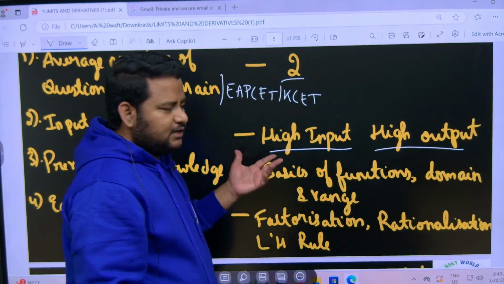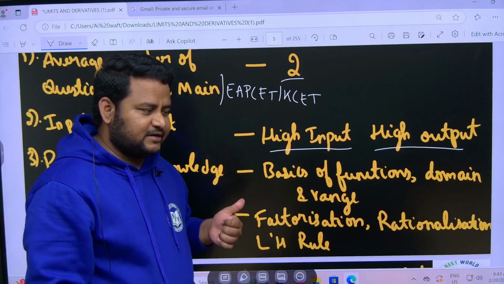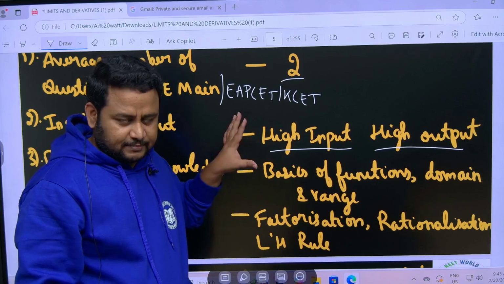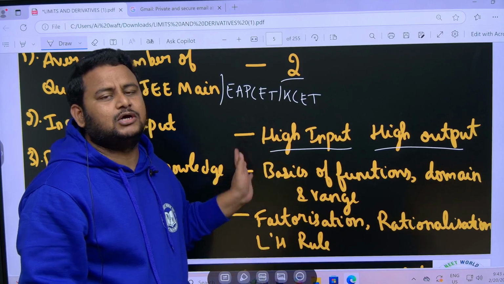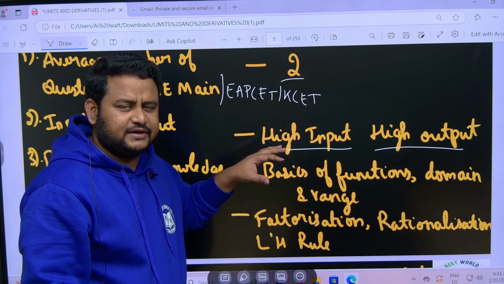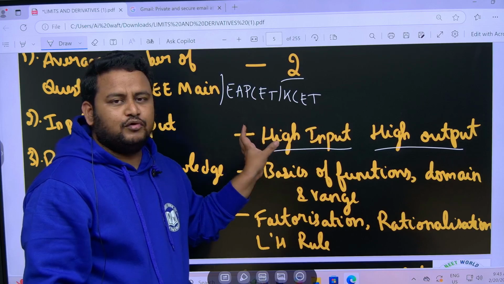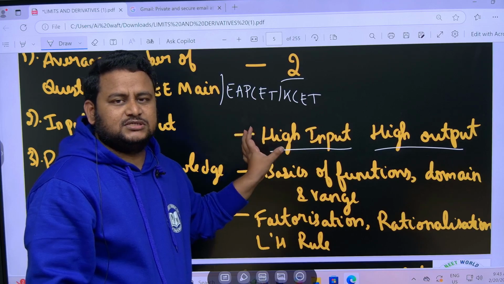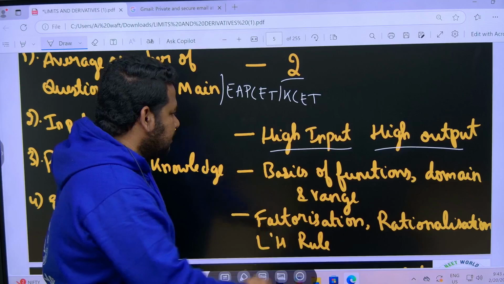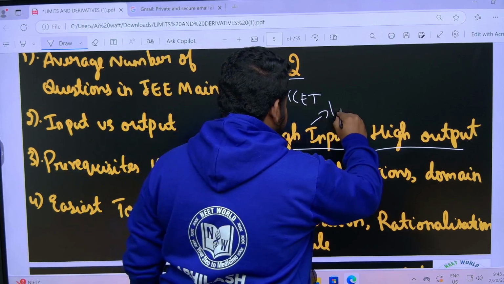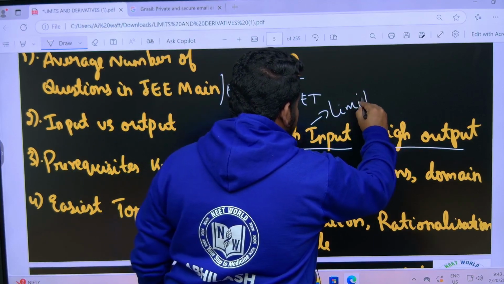Why is high input required? Because limits will be useful not just for that particular chapter, but also for differentiability and various other topics, since it is linked to them. Having a foundational concept of limits will help you solve many other questions. High input, especially as limits will be easy.